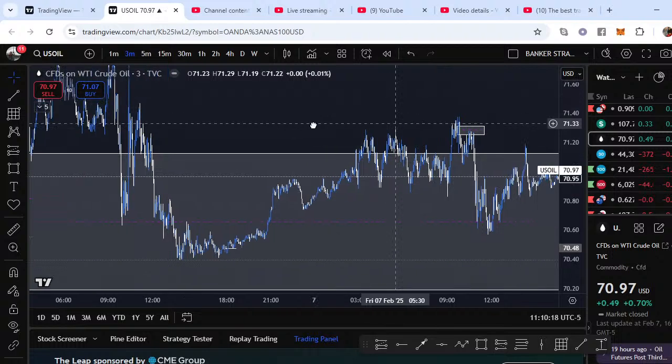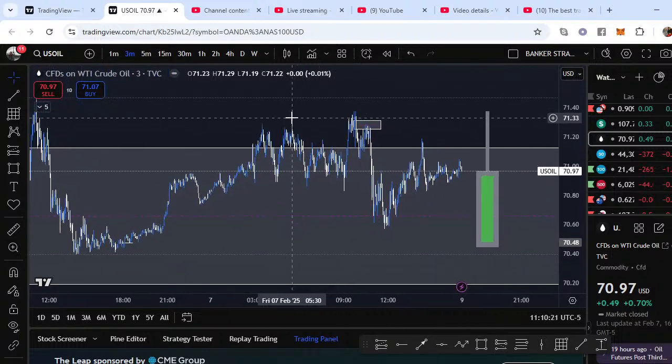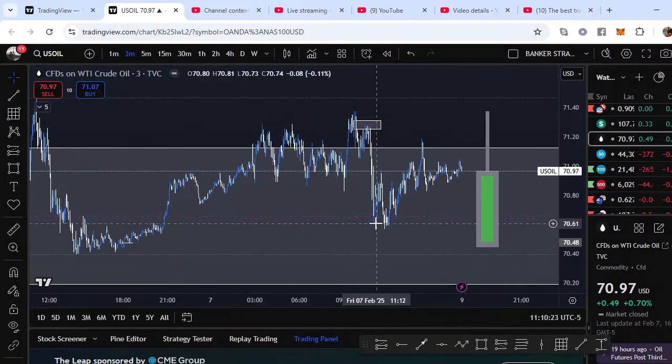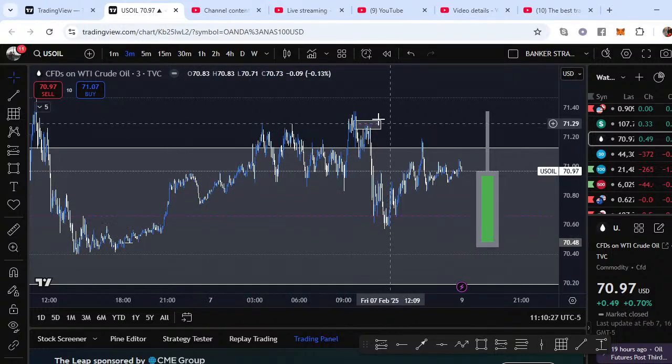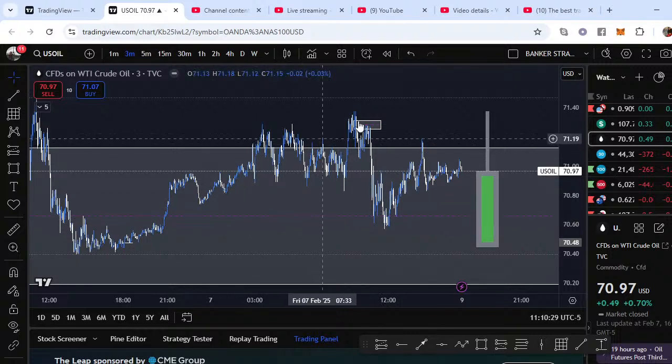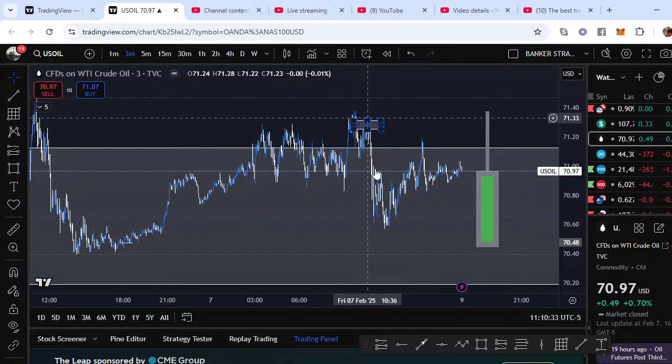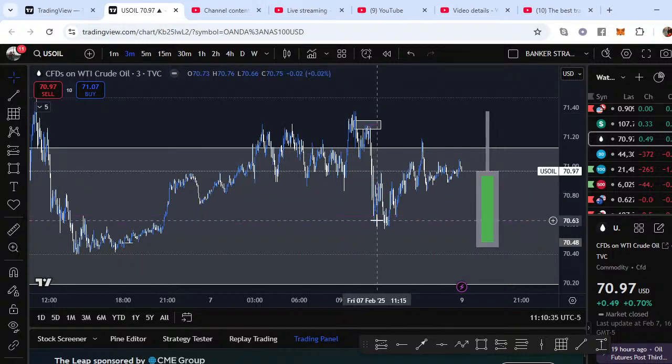So this right here would have been a good entry to sell, from here to here. I would have got out here and then entered the sell. Get out here and then wait for a willingness to go higher.